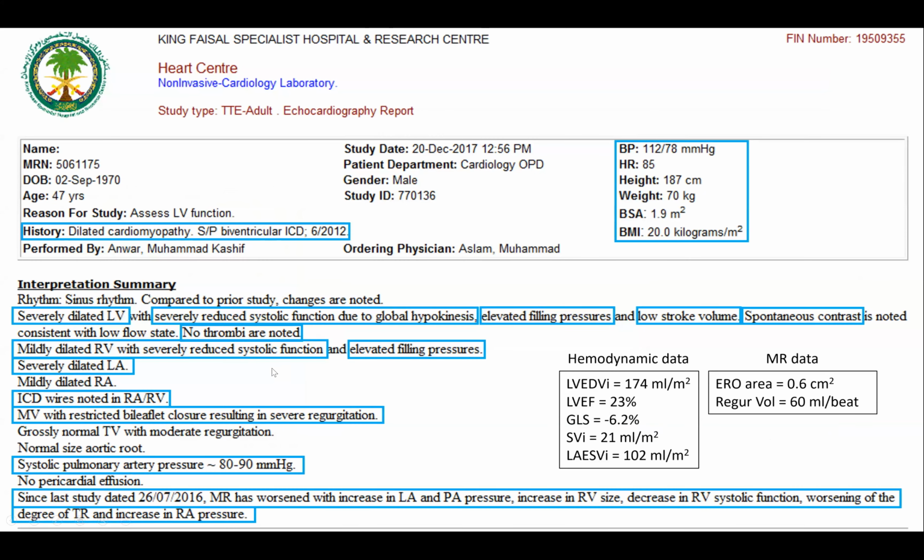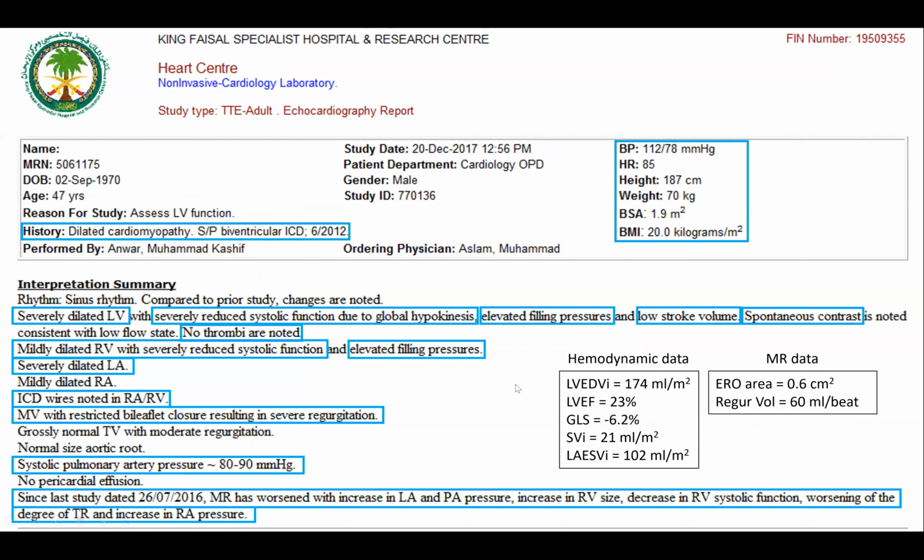And typically in an echo report, you really want to go into details and base your information on measurements. For example, for a severely dilated LV, I need to have the LV end-diastolic volume indexed. I need to have an ejection fraction. I need to have a GLS. I need to know the S prime. I need to know MAPSE. Look at filling pressure, and after this I will talk about how to look at filling pressure.